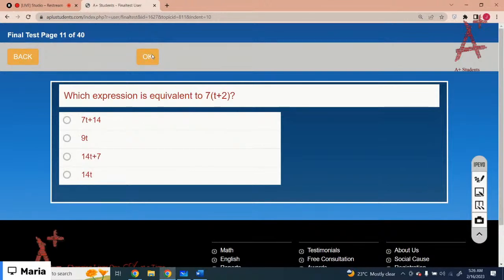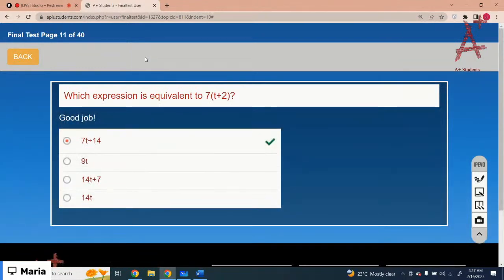Which expression is equivalent to 7 times (t plus 2)? You have to multiply the number 7 outside the bracket with everything that is inside the bracket. So 7 times t is 7t, and 7 times 2 is 14. Got it? So 7t plus 14 is the correct option.